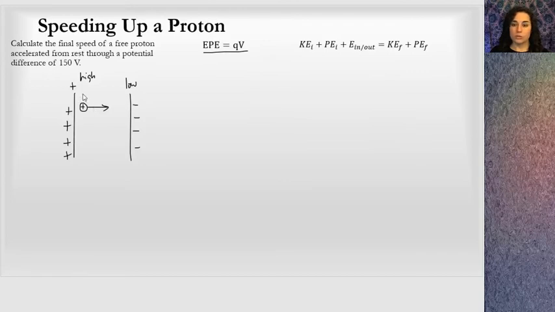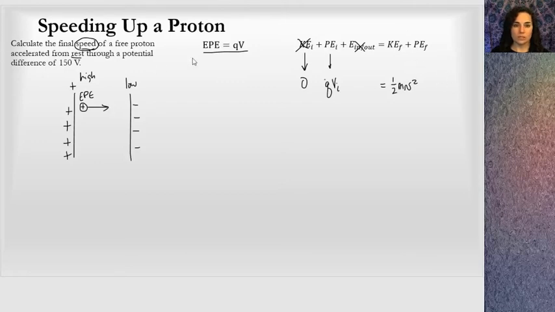Okay, so it's going to start out with some initial potential energy and no kinetic energy. It says it starts from rest, so it has no kinetic energy, and it starts with some sort of initial potential energy, which I'm going to put Q V initial in here. There's no work by other forces in here, it's just the electric field, and at the end it's going to have some sort of final kinetic energy, which I'm going to represent as 1/2 mv squared. We want to find the final speed, so we'll be solving for V.